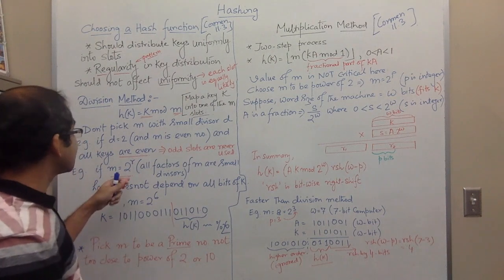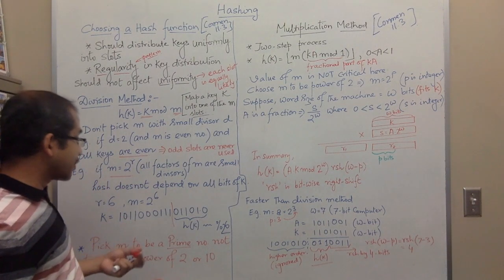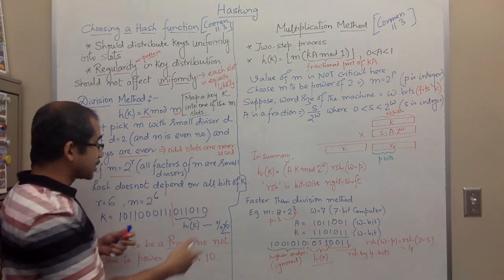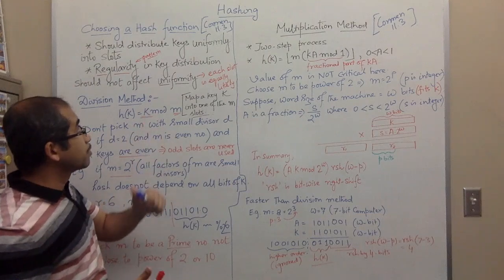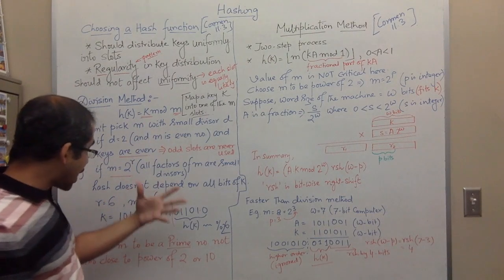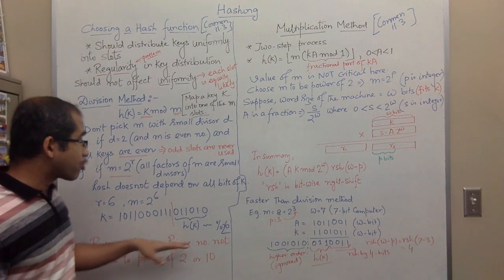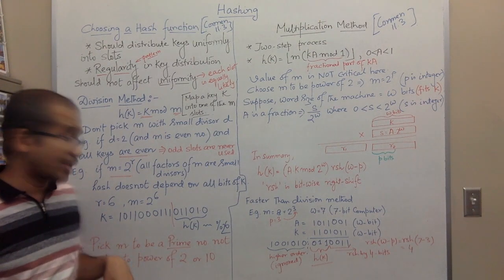So if m is just a power of 2, it is difficult to guarantee that all the bits are being considered, and the concept of pseudo randomness and simple uniform hashing are being brought into the picture. So what is the idea? We try to pick m to be a prime number, in the sense that it should not have any common factor with k.